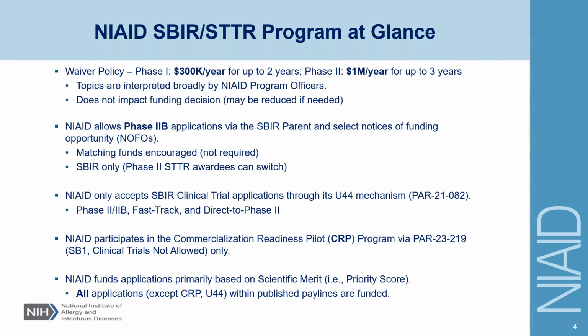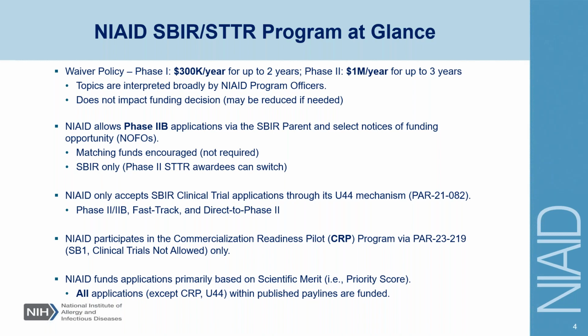For applications that involve clinical trial studies, NIAID only accepts SBIR clinical trial applications through its U44 mechanism, and you can see this at PAR 21082. Eligible application types include Phase 2, Phase 2B, Fast Track, and Direct to Phase 2. We highly recommend that before you submit your U44 application, please reach out to the points of contact from each division listed in this funding opportunity to get their feedback, understand the division's expectations, and explore and confirm their interest before you submit your application.